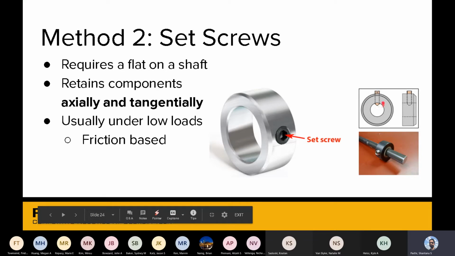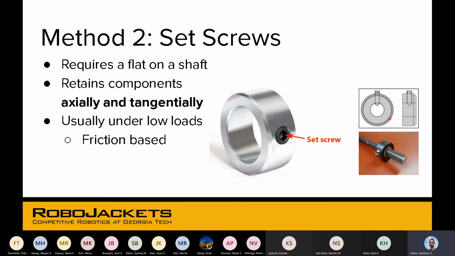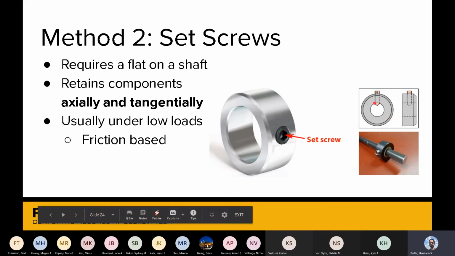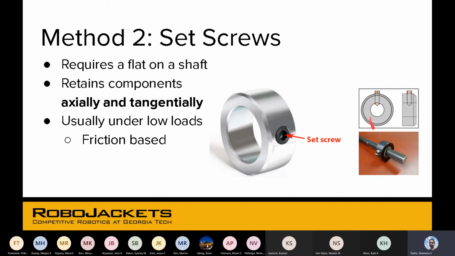Like you see this part pointing out, that thing just rubs against the shaft, it uses friction to hold it in place. So it's usually better for low loads.